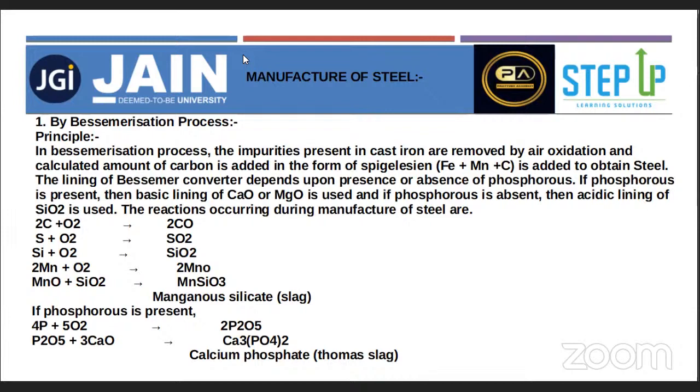What is next is the manufacturing of steel. Two processes are there. The first one is the Bessemerization process. In this process, the impurities present in cast iron are removed by oxidation. We take carbon, sulfur, silicon, manganese, and convert them into a form where they can be taken out. Manganese silicate is formed in the form of slag. If phosphorus is present, it is also taken out, as Ca3(PO4)2, which is known as calcium phosphate or Thomas slag. You should know what Thomas slag is.